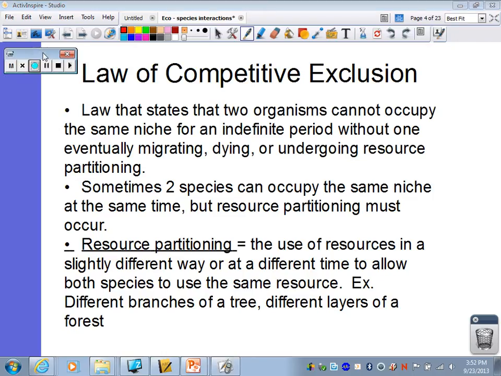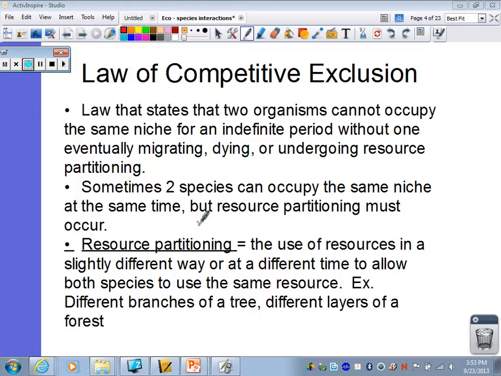Okay, the law of competitive exclusion is going to go back a little bit to that niche stuff we were just talking about. But what it says is that no two species can occupy the same niche at the same time. Okay, it is impossible for two different species to occupy the same niche at the same time because one would have to outcompete the other. Okay, so that's what this says: one would end up having to migrate, die, or they'd undergo what's called resource partitioning, which I'll explain in a second. Okay, so it's impossible for two species to share the same niche at the same time.